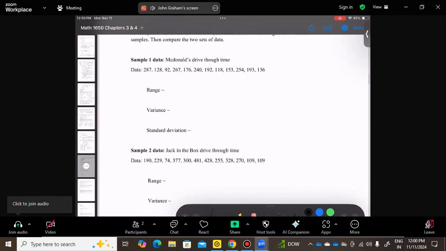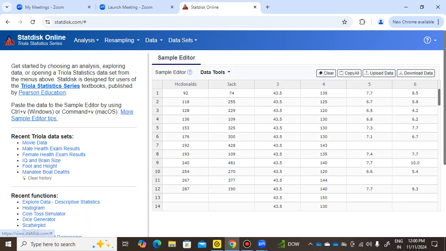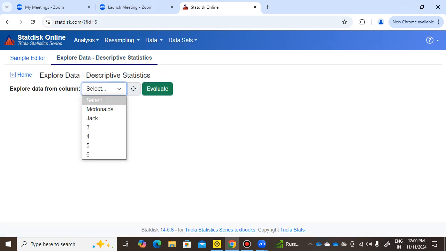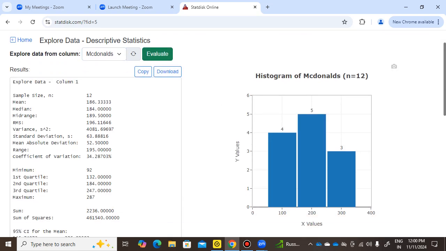All right, so make sure you have McDonald's and Jack in the Box entered. We'll go back to the beginning. So we have 12 values for each of these. We'll go up to explore data, select McDonald's first, evaluate, and then we'll start with the range, 195.